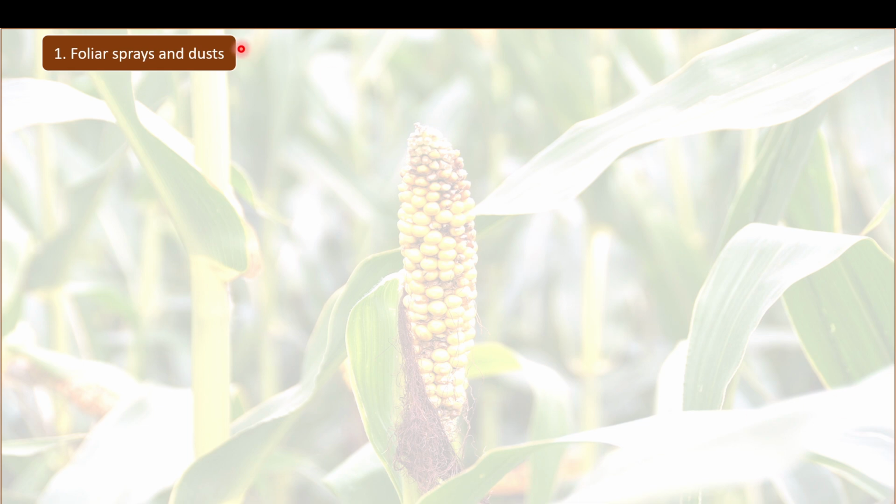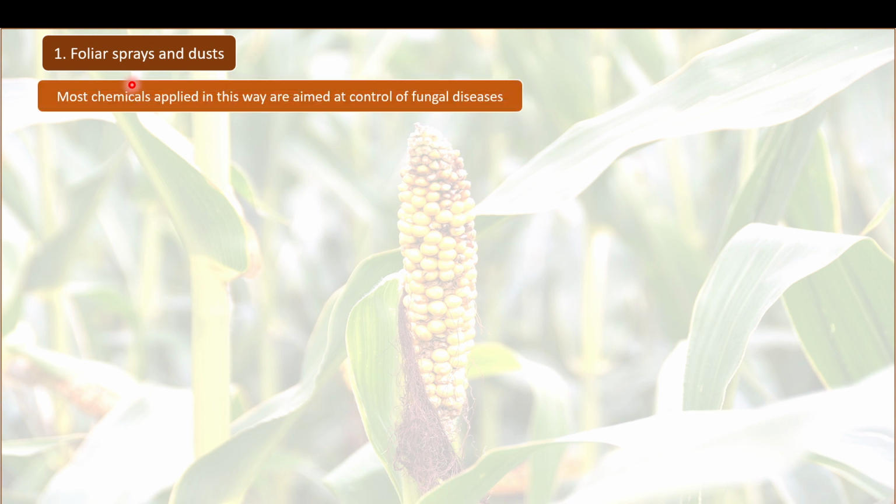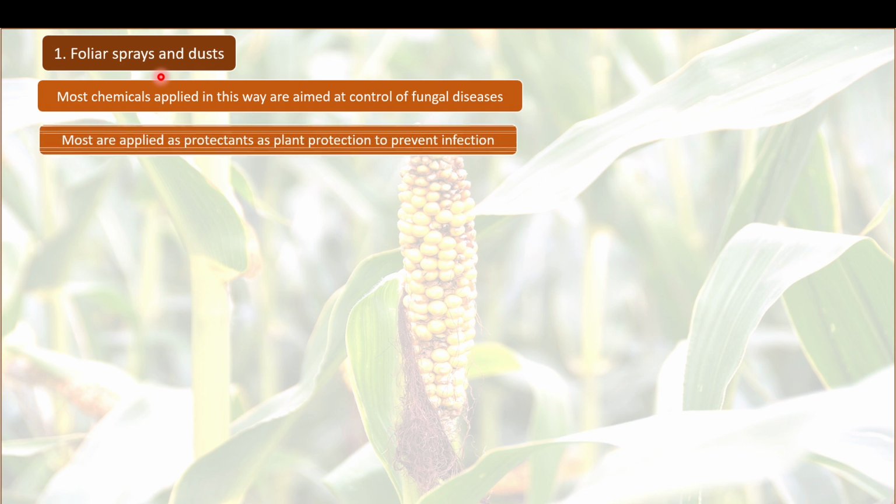So let us first of all understand the foliar spray and dust treatment, right? Most chemicals applied in this way are aimed at control of fungal diseases. So whenever you have to control fungal diseases, most of the time the method that you use is foliar spray and dust. Most are applied as protectants, as plant protection to prevent infection.